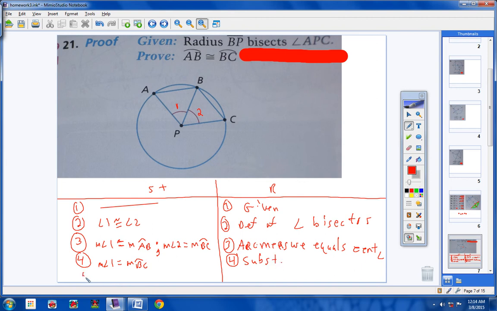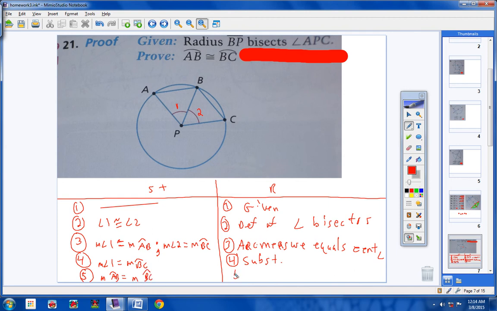And then, lastly, and we're finished. Notice that I have the measure of angle 1 equals the measure of angle B, so I can substitute this in for the measure of angle 1 right down here, okay? So that's what I'm going to do. Where the measure of angle 1 is, I'm going to put the measure of arc AB equals the measure of arc BC, okay?